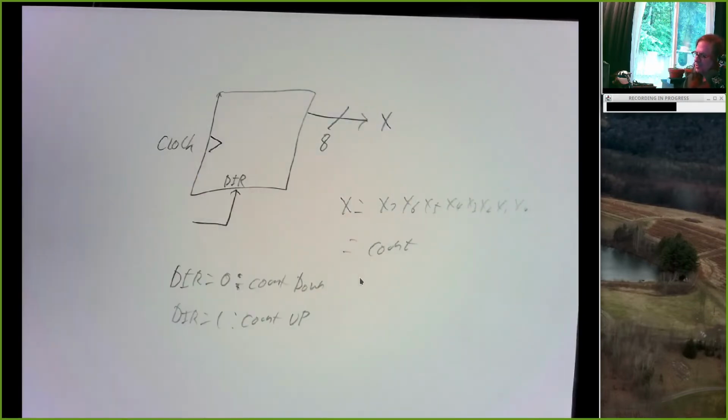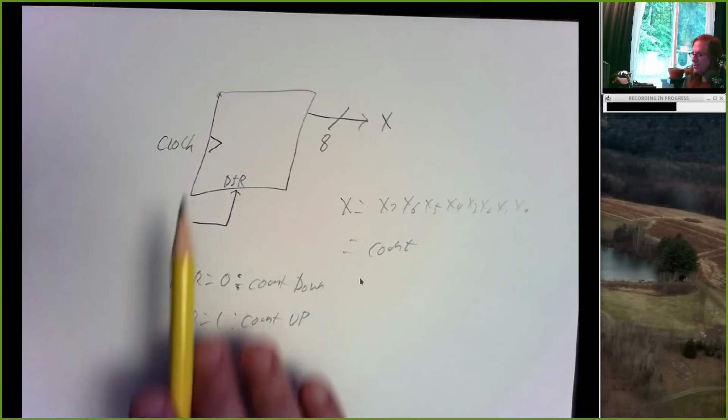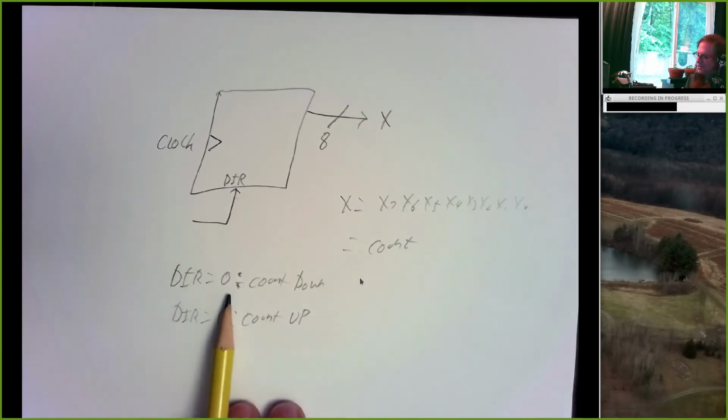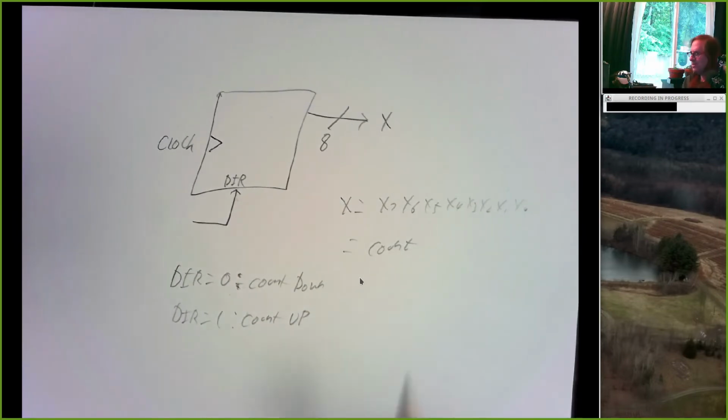It has a clock that comes in. Every time the clock ticks, the count should either increase or decrease. Which one it does is controlled by this direction input. So for example, if the direction is 1, then each time the clock ticks, the count should go up. It should increase. And if the clock ticks when direction is 0, it should count down. If the count was 17, it should go to 16.